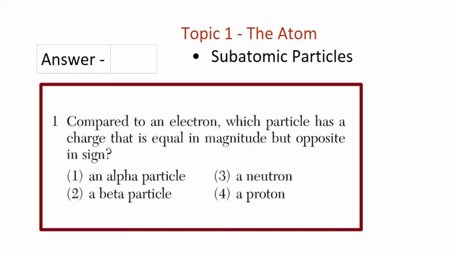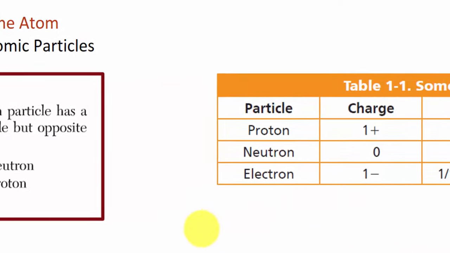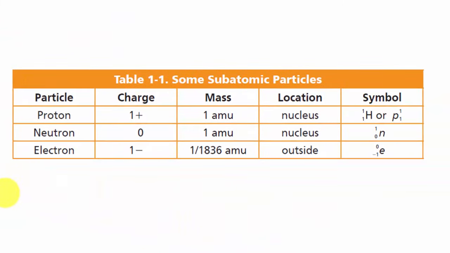Here is question number 1. Compared to an electron, which particle has a charge that is equal in magnitude but opposite in sign? This question requires knowledge of the basic subatomic particles. You can see among the answers we have alpha particle, beta particle. These are nuclear particles. And then we have the neutron and proton. These are basic subatomic particles.